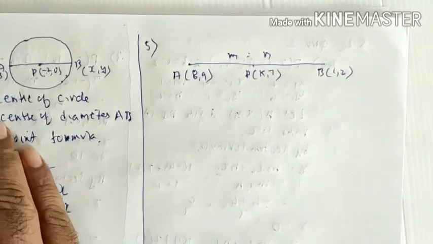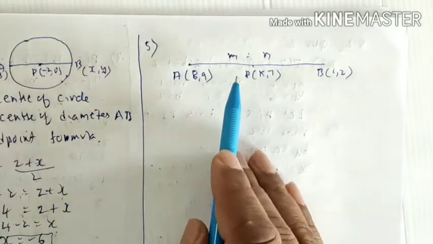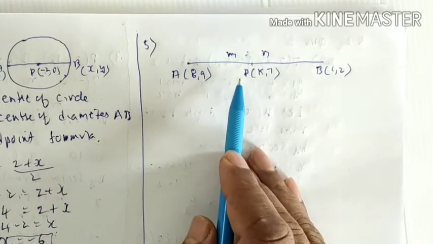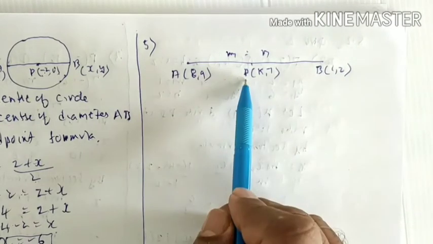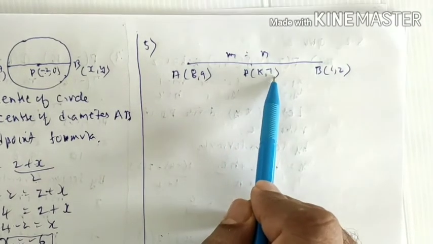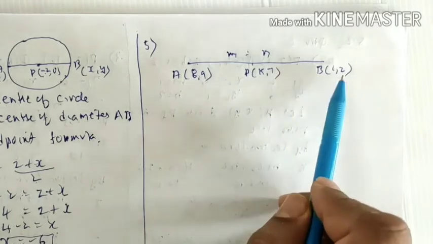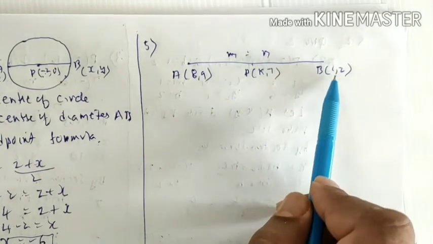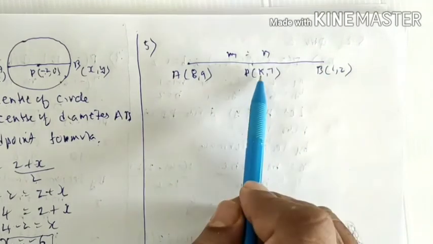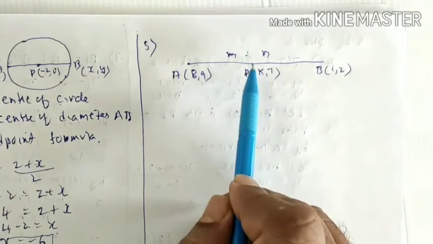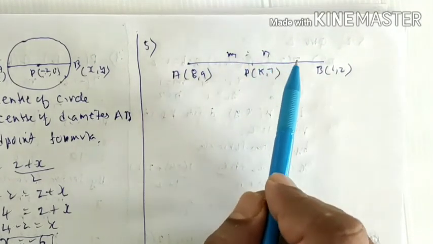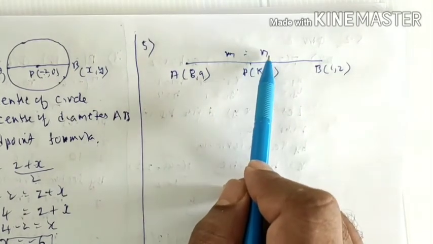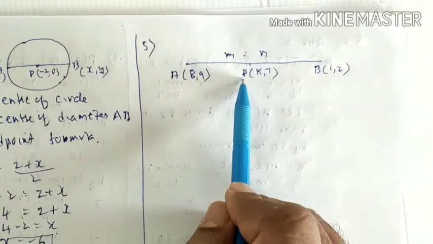See practice set 5.2, fifth sum. Our question is to find the ratio in which point P(k, 7) divides segment AB. Coordinates of A are given as (8, 9) and B as (1, 2). We have to find the value of k and the ratio m is to n. So three things you have to find here. First we shall find m, n, and then we shall find k.